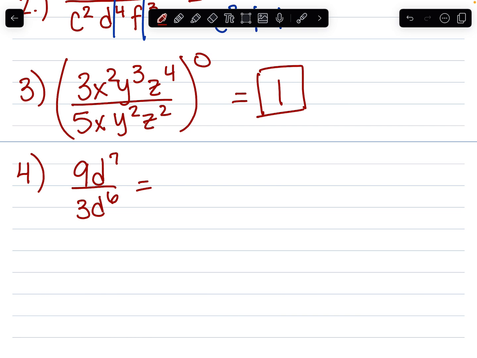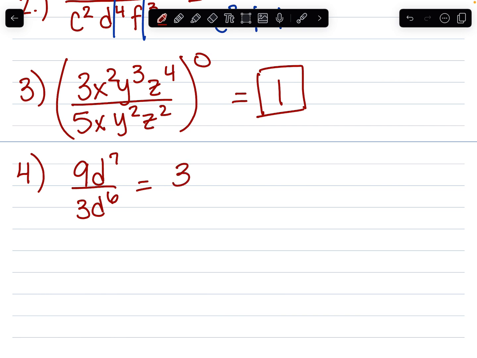Any thoughts here? Would it be 9 divided by 3? Perfect. Which is what? 3, right? So in this case, now here's where we have to be. I'm going to show you an opposite example in just a second. Is 9 divisible by 3? Yes. So we divide, right? 9 divided by 3 gives us 3.